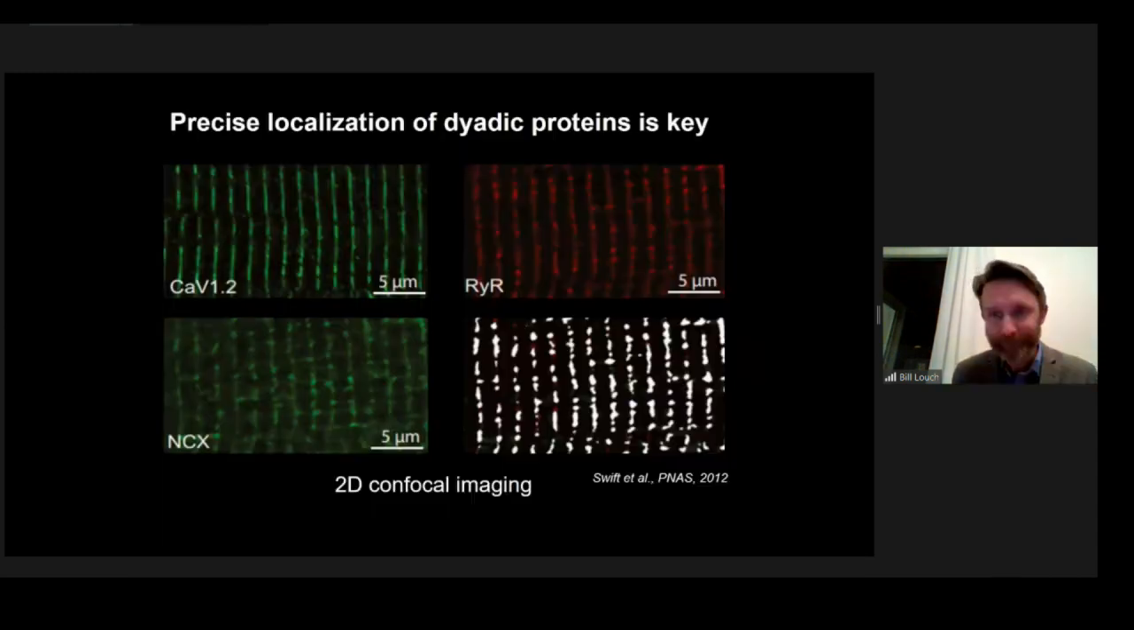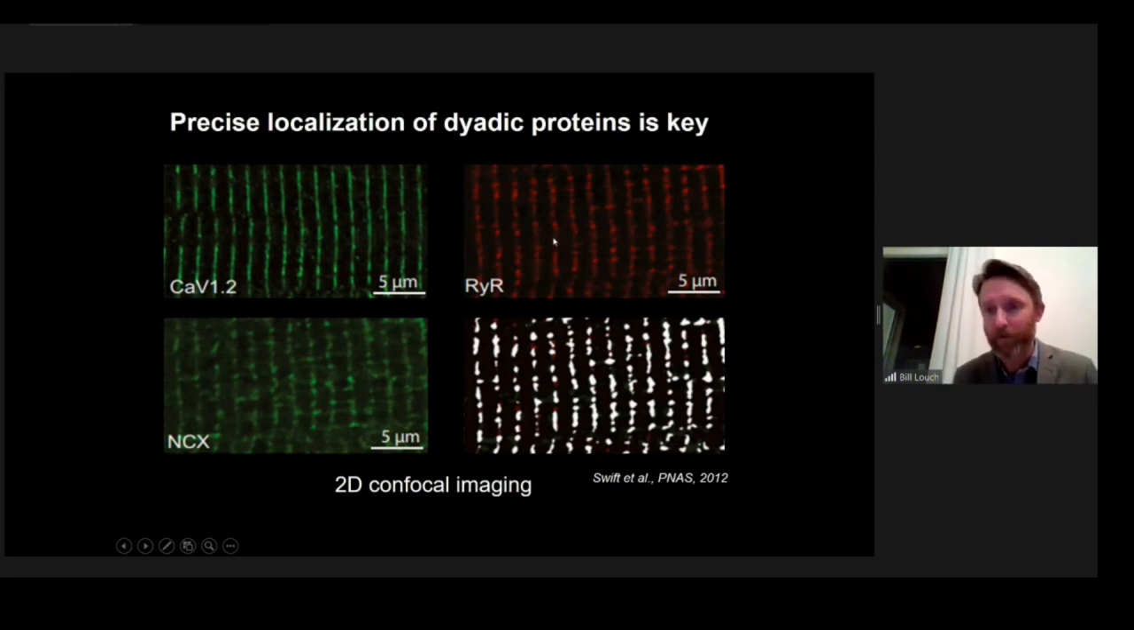So as an example, we've used confocal microscopy for many years, starting back around 1990 when people started to get these microscopes available to them. If we use a confocal microscope and we stain for these different proteins, here you can see the L-type calcium channel and the ryanodine receptor and the sodium calcium exchanger. These two sit in the T-tubule. This one, of course, sits in the SR.